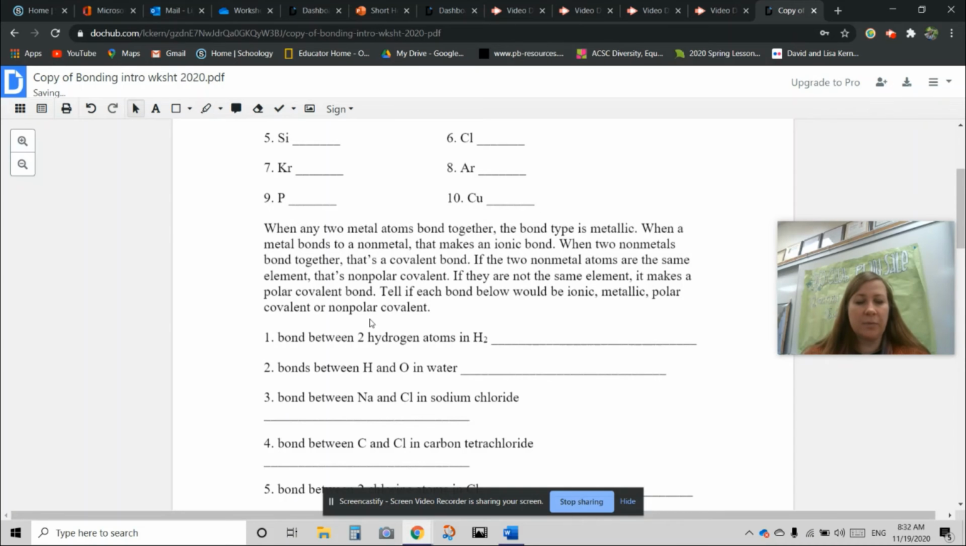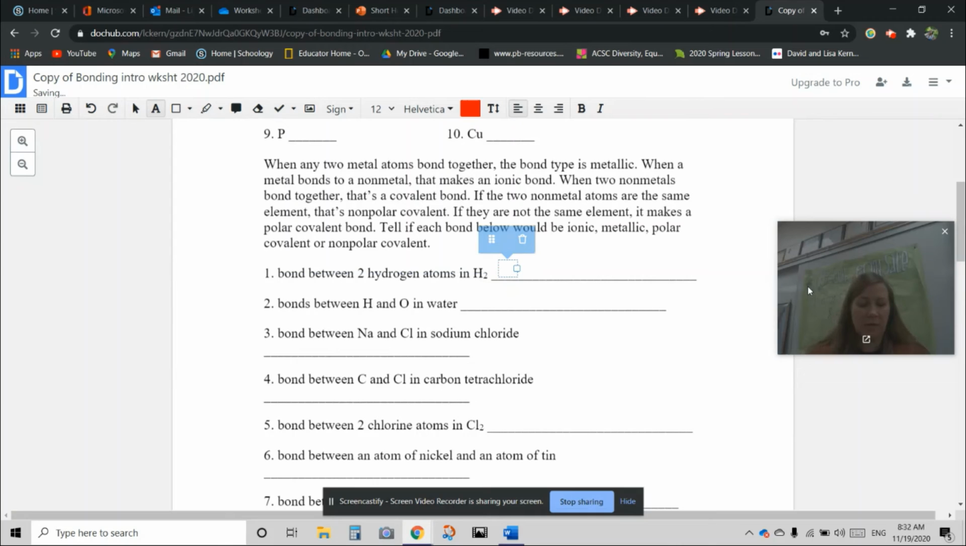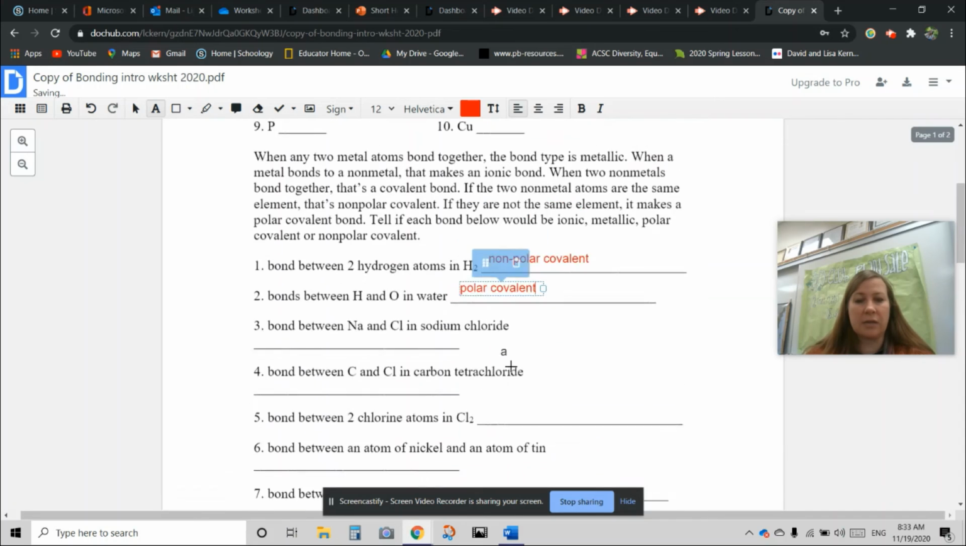Okay, so the bond between 2 hydrogen atoms in H2 is going to be nonpolar covalent. And between H and O in water, hydrogen is a nonmetal, oxygen is a nonmetal, but they don't match. So that's going to be polar covalent. All right, so that's that section.